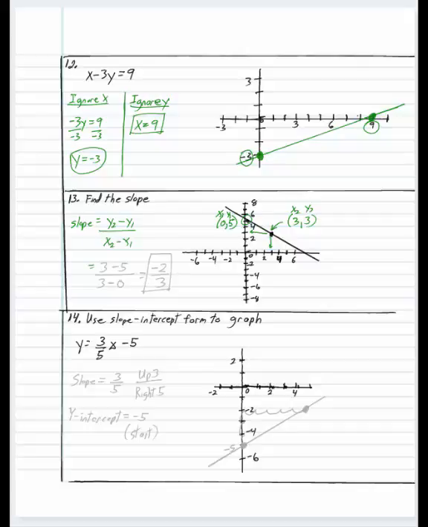So y2 is 3, y1 is 5, x2 is also 3, x1 is 0. So up top, 3 minus 5 is -2, and on the bottom, 3 minus 0 is 3. So the slope is negative 2/3.